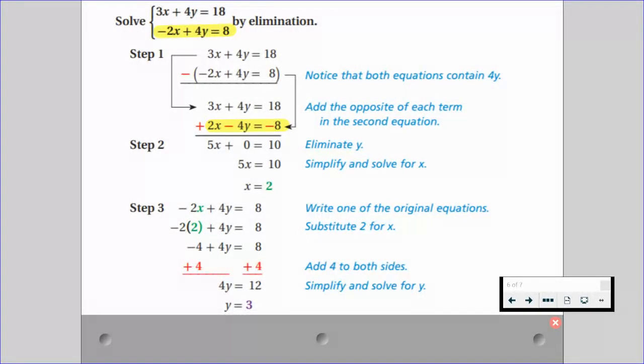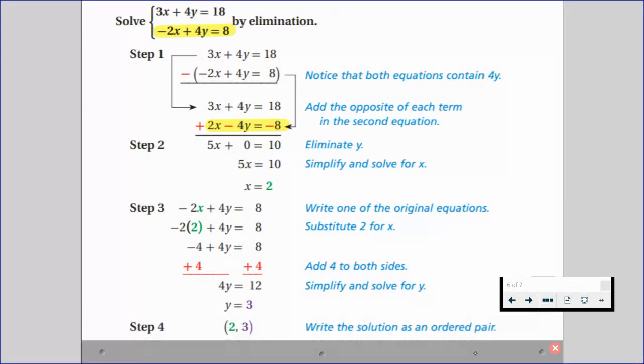But again, we are not done here. We have y is equal to 3. That's great. x is equal to 2. That's great. We have to write our final answer. I'm going to write it as an ordered pair. We find that the final answer is (2, 3). Therefore, our final solution to the system is (2, 3).